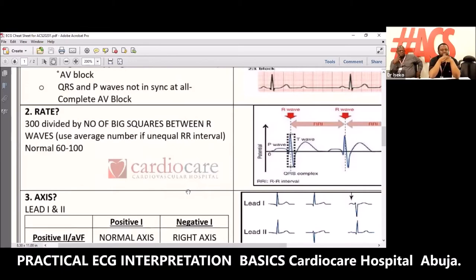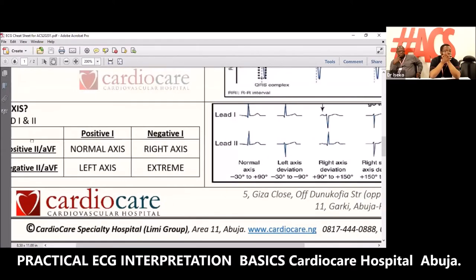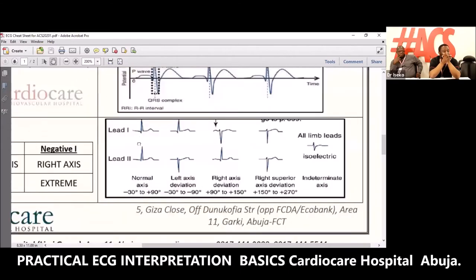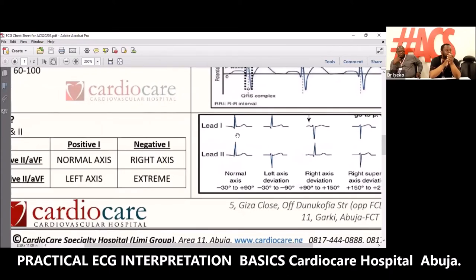Now the next thing is to do the axis. Can we look at the axis? It's very simple. You are using lead 1, 2 and AVF. If lead 1 is positive and lead 2 and AVF are positive, it's normal. Can you see, two by two? If lead 1 is positive and lead 2 and AVF are positive, we say it's normal. If lead 1 is positive and lead 2 and AVF are negative, left axis.